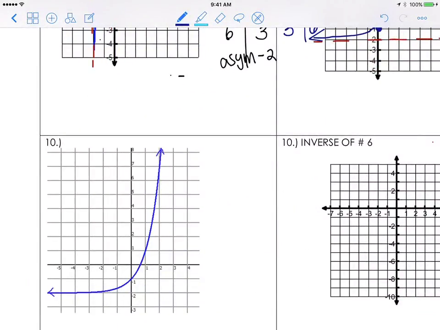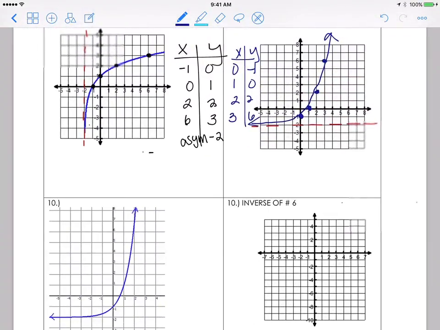I wonder if I have time to do one more. I'm going to save this one. I think that you guys get the idea.